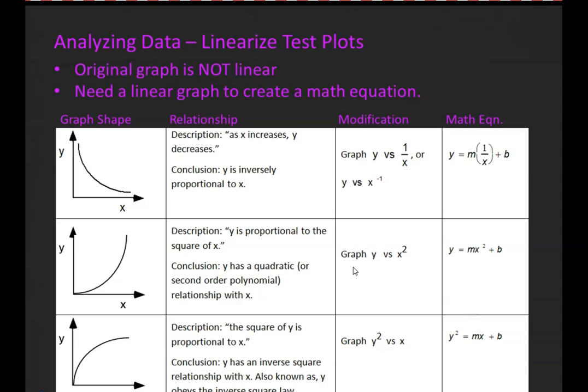So we can get a straight line, which we call a linearized test plot, if we continue to graph friction force on the y-axis, but instead of plotting velocity on the x-axis, we plot velocity squared. This will give us a straight line, and then when we come up with our slope and y-intercept from linear regression, our math equation will be: the dependent variable is equal to the slope times the independent variable squared plus the y-intercept.